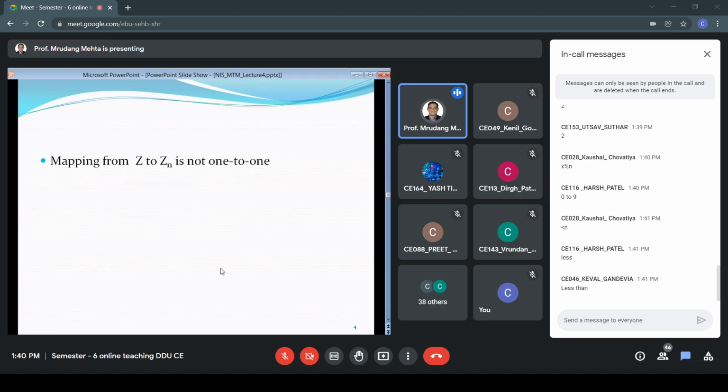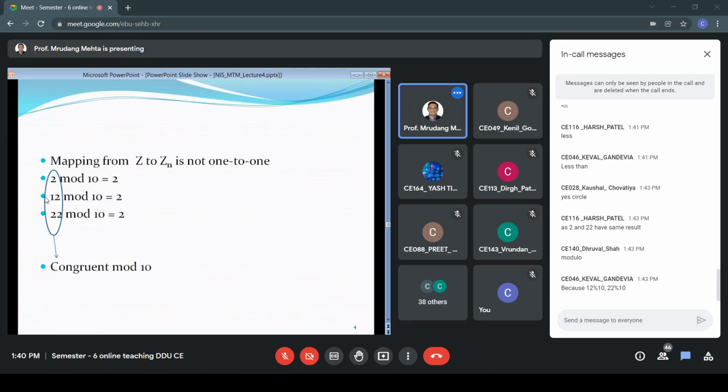Now, mapping from Z to Zn is not one-to-one. Can you understand this? Mapping from Z to Zn is not one-to-one. Why? What is the reason? So 2 mod 10 is 2. 12 mod 10 is also 2. 22 mod 10 is also 2. So you can clearly see that it is not one to one. 2, 12, 22 all belong to Z.